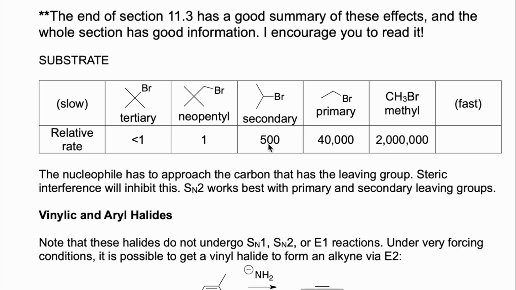Secondary would be a little bit faster, actually, because we don't have all this bulk in the way. Primary without all the bulk in the way would be a lot faster, 40,000 times as fast. And then methyl would be 2 million times as fast. So the bulk that's around the alkyl halide that's blocking a nucleophile from being able to come in and push out the leaving group can really have an effect on the rate.